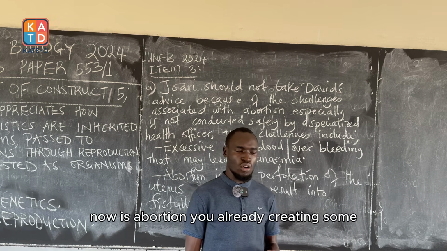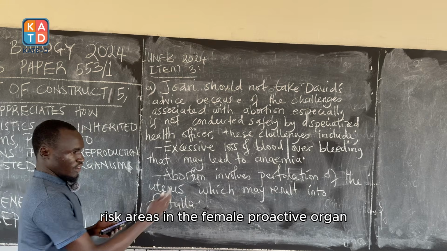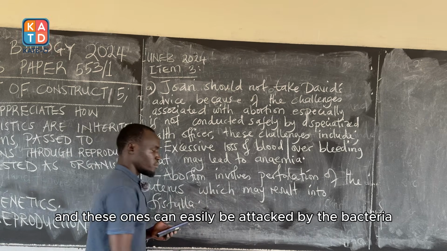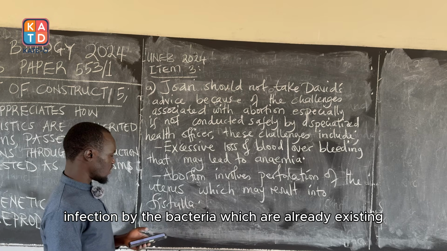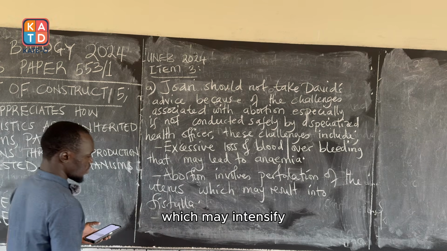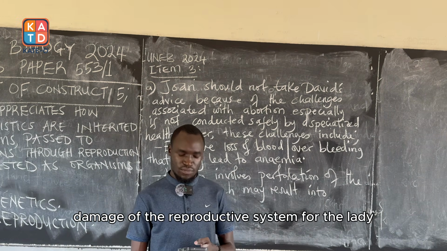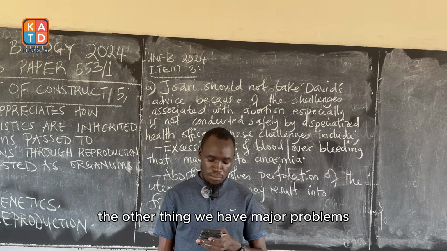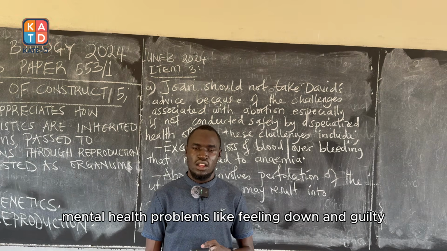Now, with abortion, you're already creating some risky areas in the female reproductive organ, and these can easily be attacked by the bacterial infections, by the bacteria which already exist in that female reproductive organ, which may intensify damage of the reproductive system for the lady. The other thing, we have mental health problems like feeling down and guilty.